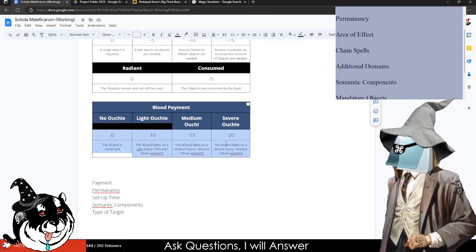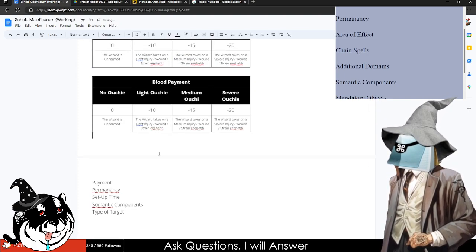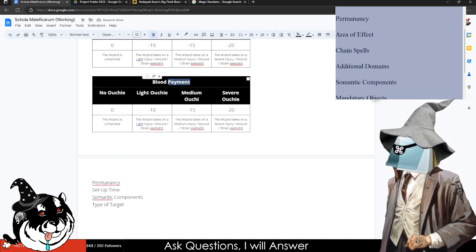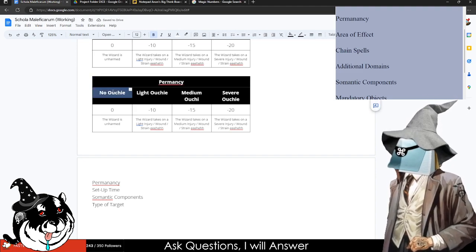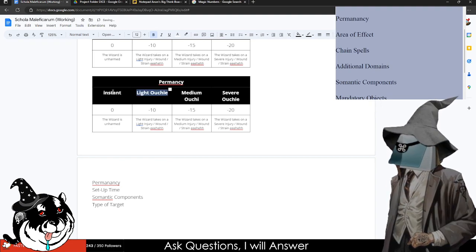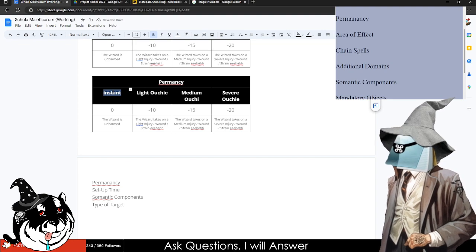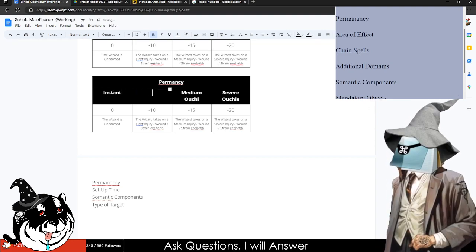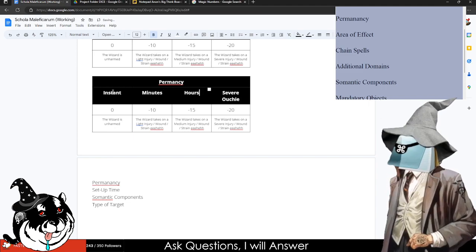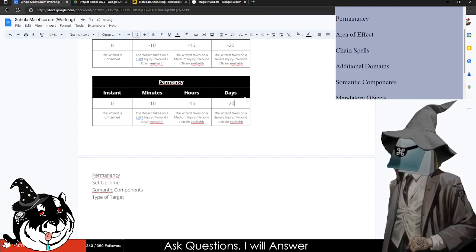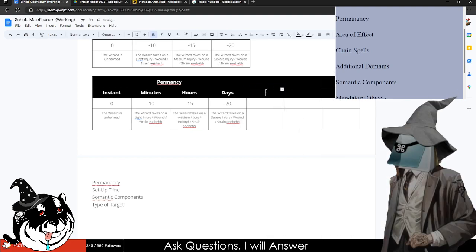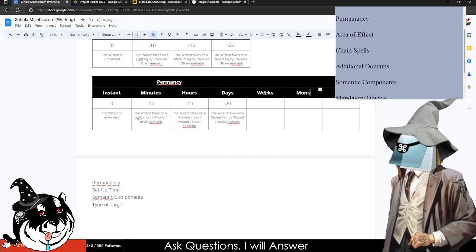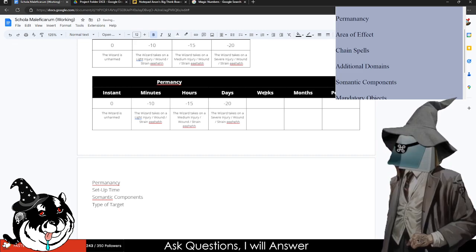You can always do blood payment, but the idea is you don't want to, because blood payment sucks. Permanency, which we're going to do instant. Instant is going to be followed by minutes, hours, days, days, weeks, months, permanent.